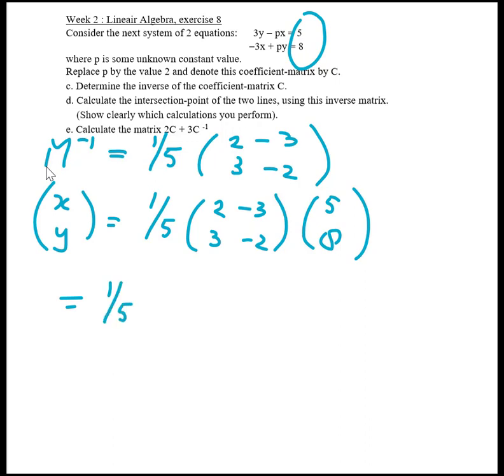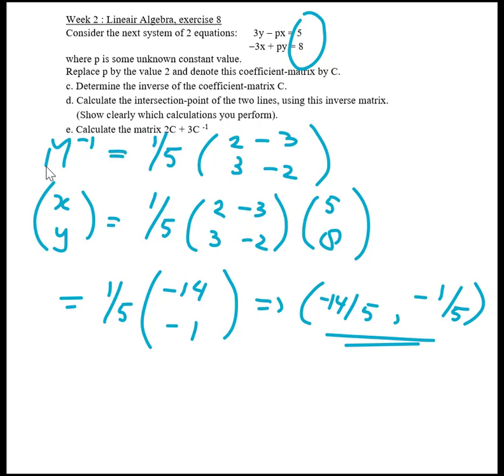So that would be 1 divided by 5. And then for the first element, 2 times 5 minus 3 times 8. So that would be minus 14. And for the second value, that would be 15 minus 16. That would be minus 1. So the intersection point would be minus 14 divided by 5 and minus 1 divided by 5. And that's exactly the same point we found by using the elimination method. So you see, this is quite a convenient way to calculate your intersection point.